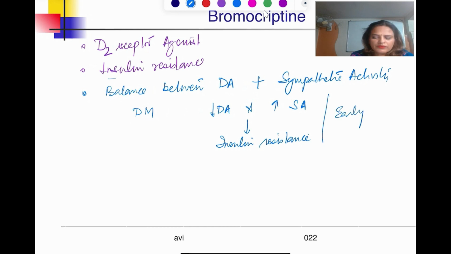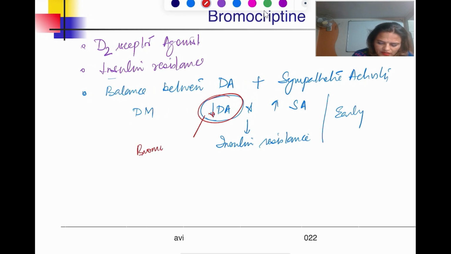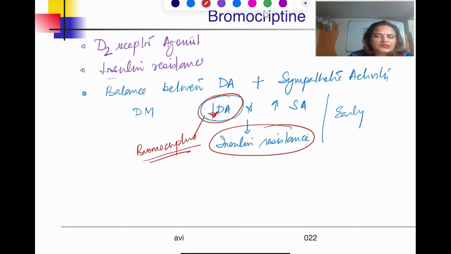So if we give a dopamine agonist, they are going to reverse this decrease in the level. If I give bromocriptine, that too in the early morning, this is going to reverse this imbalance, and ultimately it is going to reverse this insulin resistance. This is how bromocriptine is going to help in type 2 diabetes mellitus.